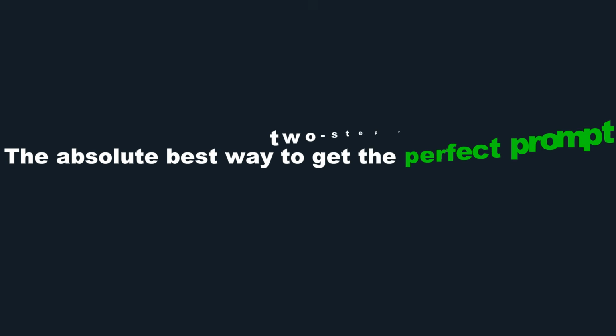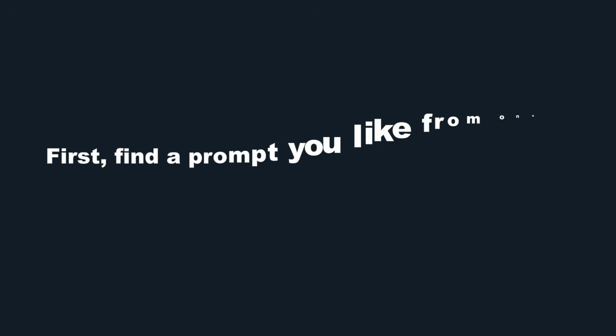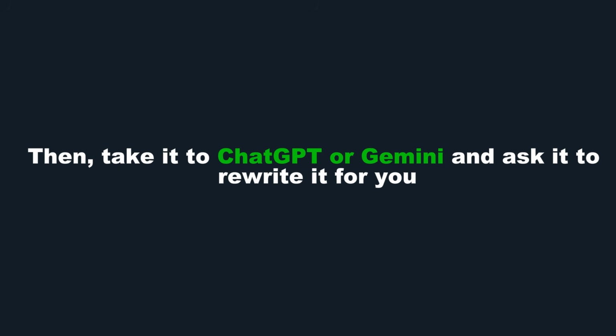Honestly, the absolute best way to get the perfect prompt is a 2-step process. First, find a prompt you like from one of these websites. Then, take it to ChatGPT or Gemini and ask it to rewrite it for you. You can add your own little twist, change a few details, and let the AI polish it up. That is the secret to getting the absolute best results on Whisk.